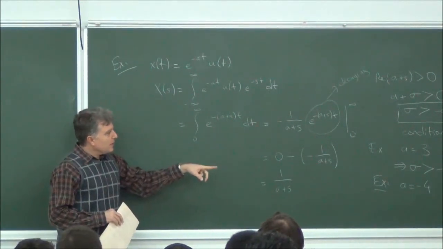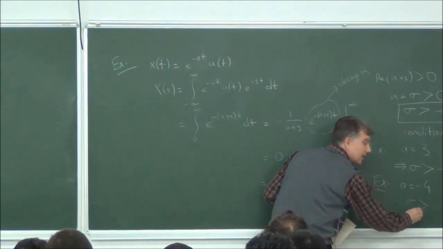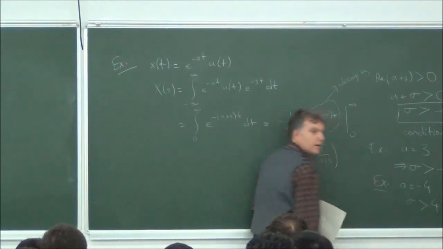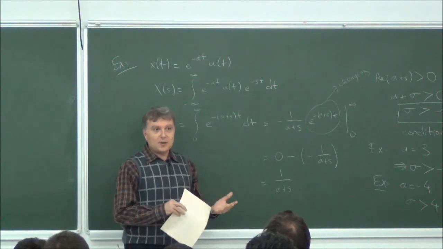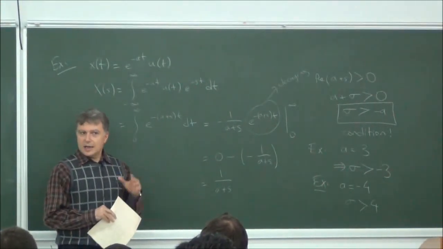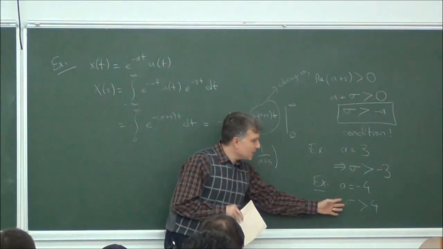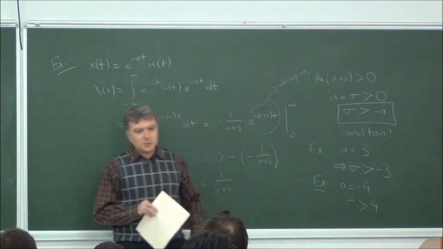Can we see it from there? If A is equal to minus 4, then sigma must be greater than 4. So it must be greater than 4, therefore 0 is not satisfied in this condition. And immediately we see that since sigma equal to 0 is not in your condition limits, the Fourier transform doesn't exist.